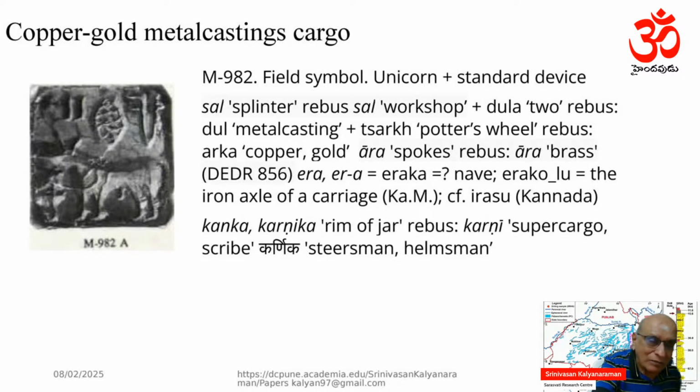Okay, and for the top symbols we can repeat the same readings. Thal workshop, then the kanchu, Karach, corner, kanchu, bell metal, and then Karanaka, we have seen. Rim of a jar, Karana, trade. Or Karanika, stairs, helmsman. Or Karani or supercargo. There is something related to transport of goods or cargo taking place here. Okay, next please.